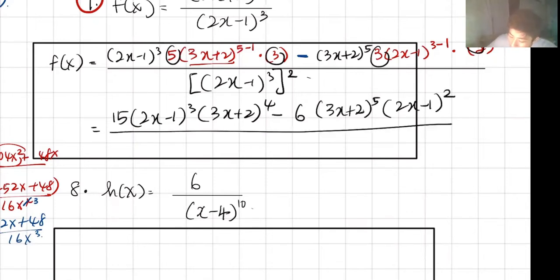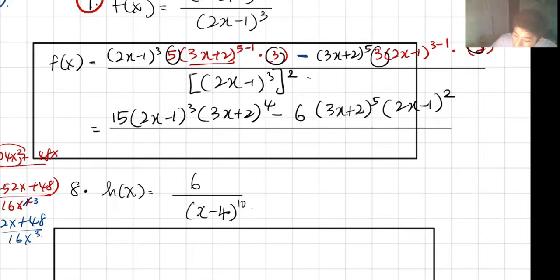Divided with this power of this square, must times inside. Okay, there's only one thing to times inside, which is this thing's power.